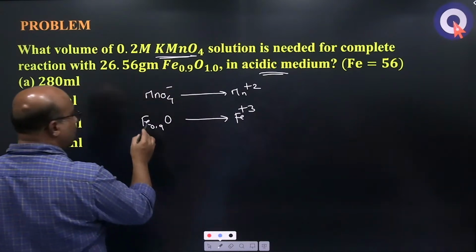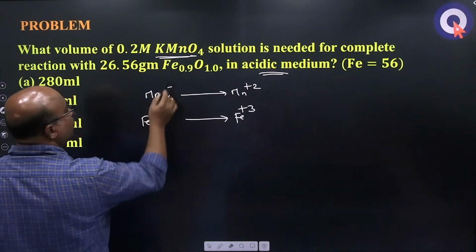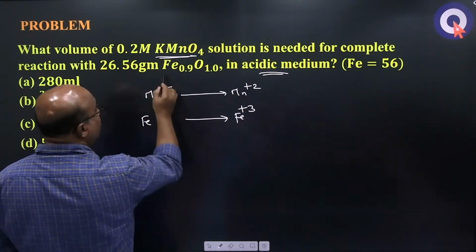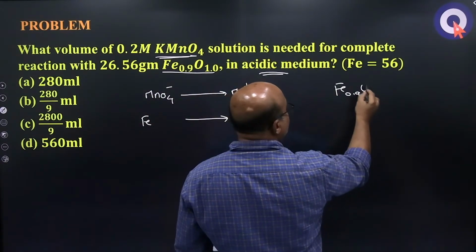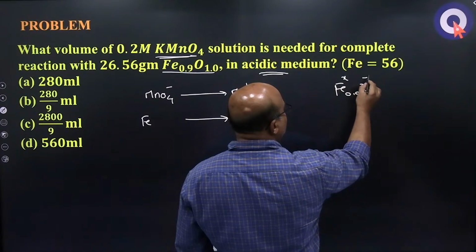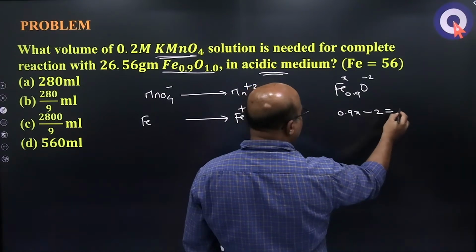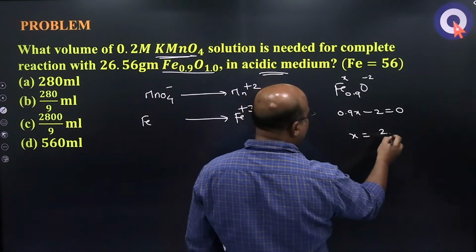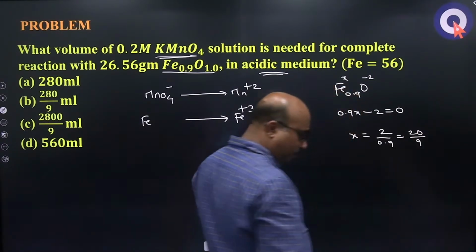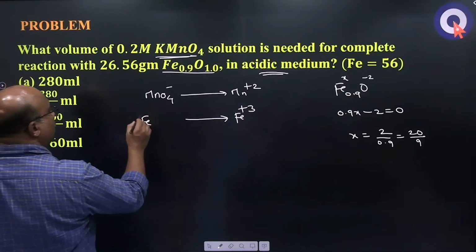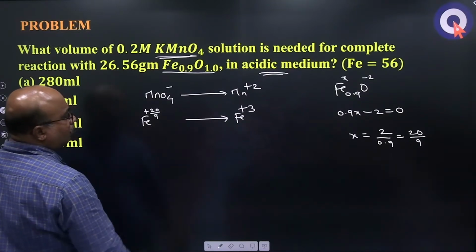So what is the iron oxidation state we have in this composition, Fe0.9O? If you take it as x, oxygen is -2, so 0.9x - 2 is equal to 0. So x is equal to 2 by 0.9, or 20 by 9. So the oxidation state of iron here is +20/9, and finally it changes to +3.